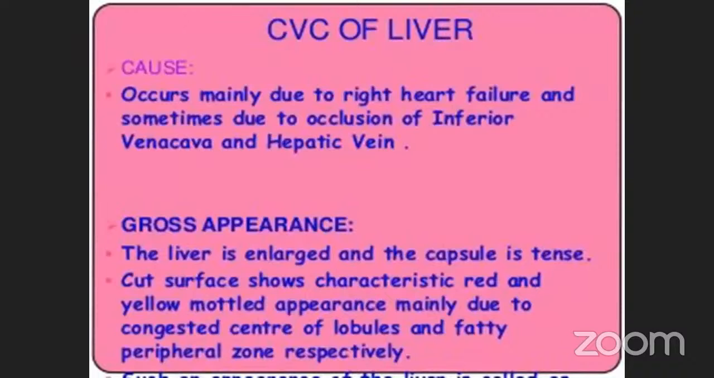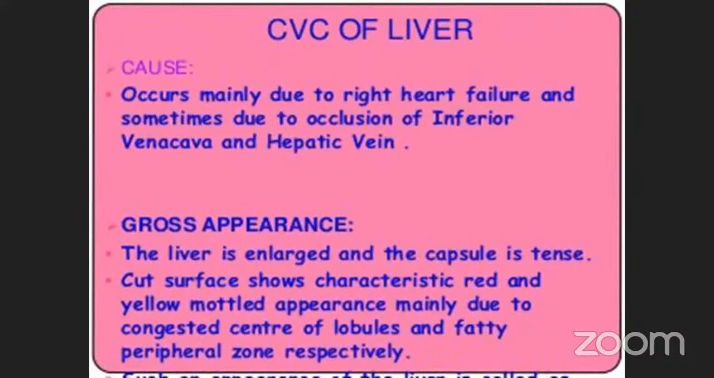Now lastly, as I said before, what we have studied is that circulatory disturbances mean any obstruction in the circulatory system, either on the arterial side, that is on the left side of the heart, or the right side of the heart, or the venous side. It will lead to either infarct or another entity you must know, that is chronic venous congestion.